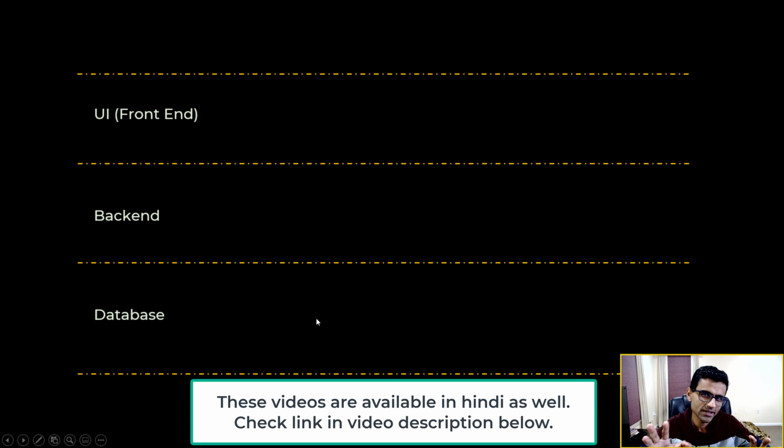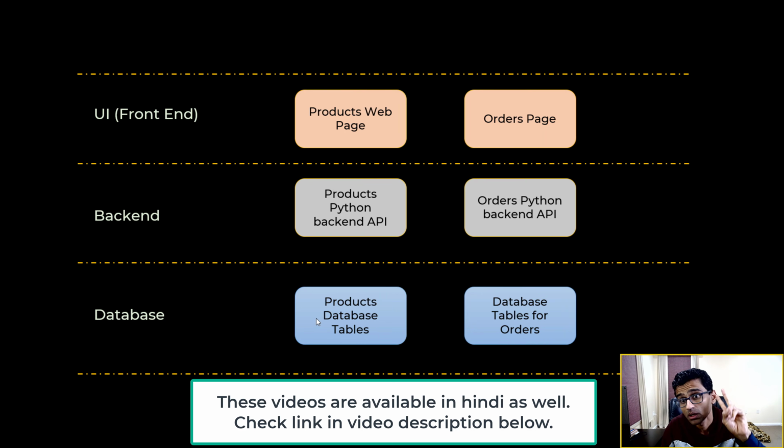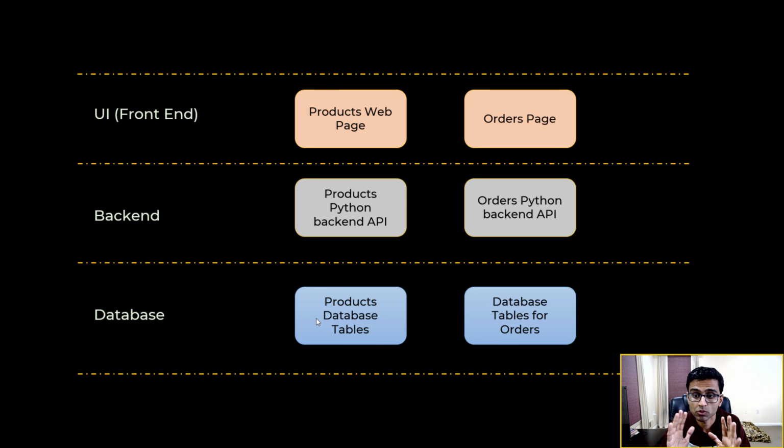Now we have three layers in our application: UI, backend, and front end. But if you think about modules, we have two major modules: products and orders. Now, when the project is managed in a corporate setting, they often do vertical slice development.